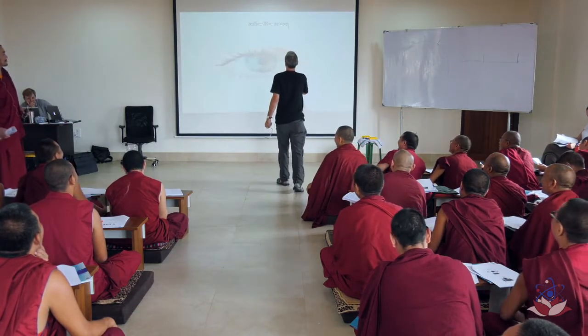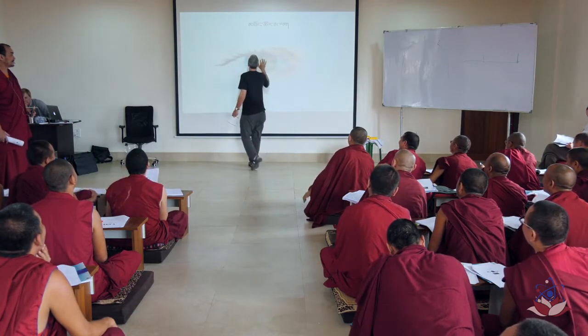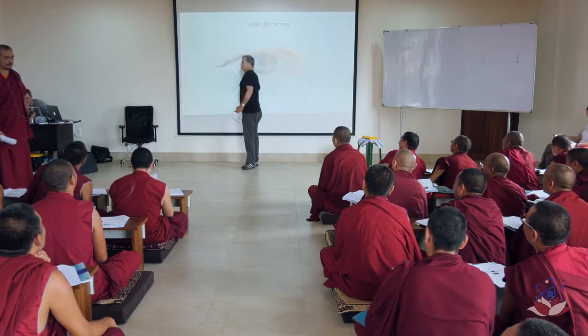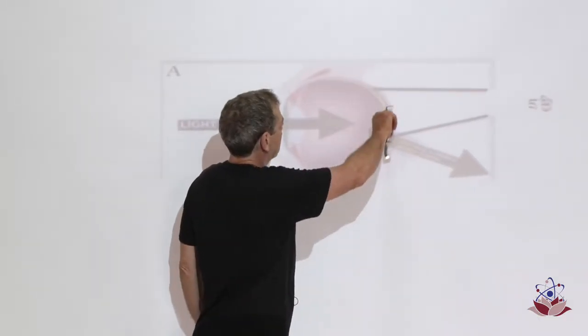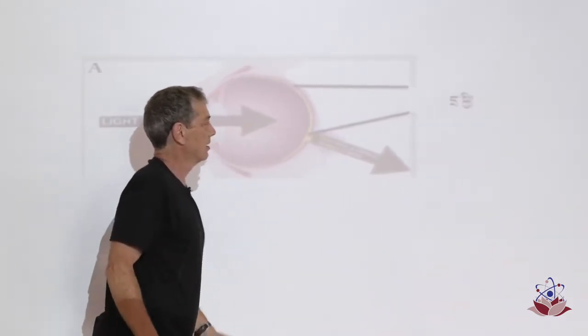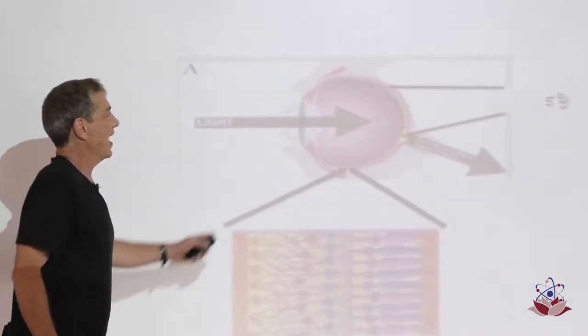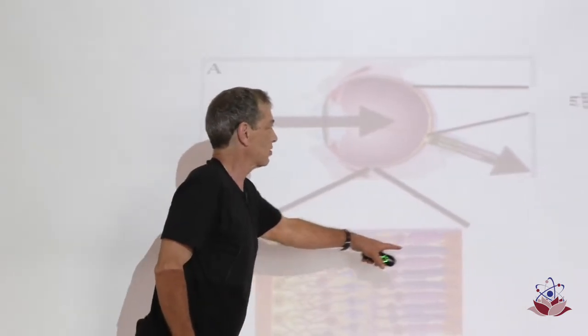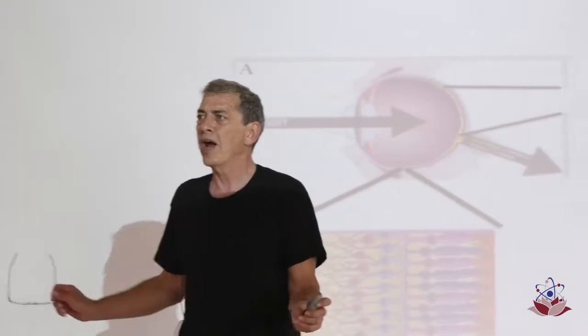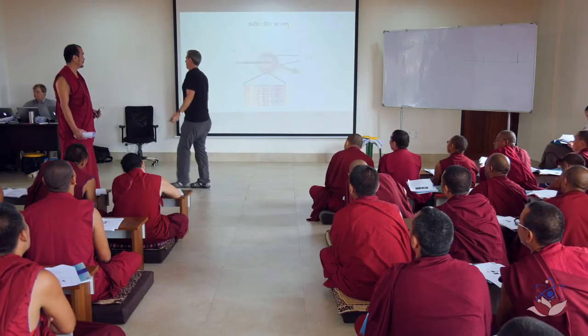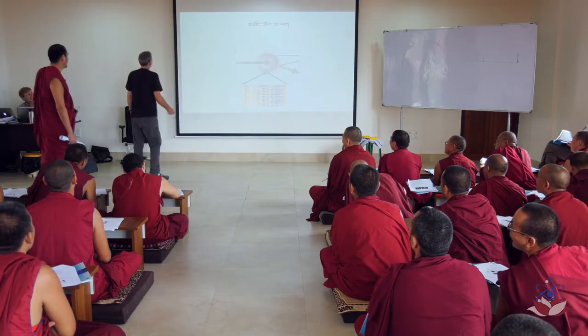And light comes and goes into the eye. And here you see the light coming in. It's going to strike the back of the eye where we have the, what is this called? The retina. My God, they know everything already. It's on the slide. Oh, it's on the slide. Okay.